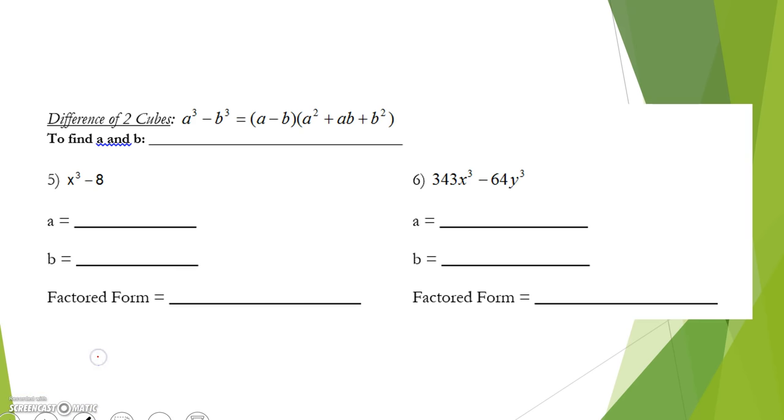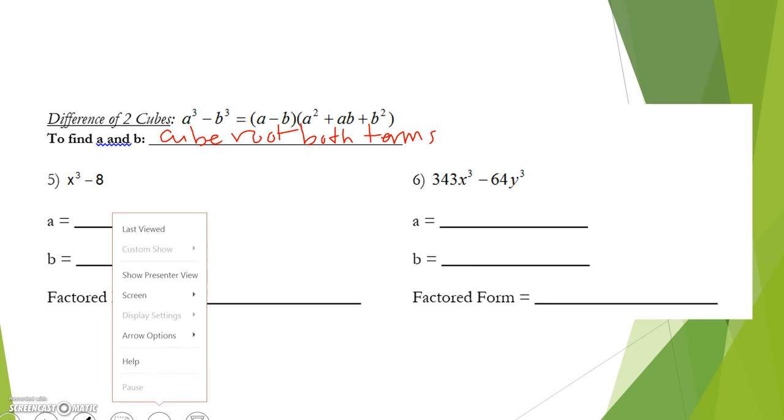So to find A and B, you might be able to figure out that instead of square rooting both terms, you cube root both terms. So you may not know how to do this in your calculator. So let me show you that, and I suggest you copy down notes if you didn't already know how to do this.